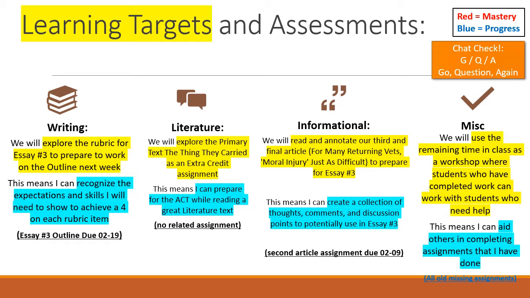So for writing, we're going to be exploring the rubric for essay number 3 to prepare for our work. It means we can recognize the skills and expectations to get 4s on each rubric item. For literature, we're going to explore the primary text, The Things They Carried, as an extra credit assignment. It means you can prep for the ACT while reading a really good literature text. And then for our informational lesson, we're going to read and annotate our third and final article, For Many Returning Vets, Moral Injury Is Just as Difficult, to prepare for essay number 3. So this is the last article we're going to read together in class. There are many more in the assignment collection in Google Classroom. I'll direct you towards that also today during the lesson.